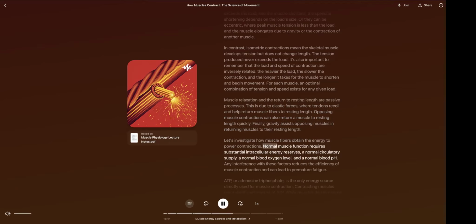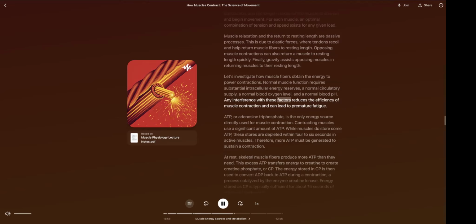Normal muscle function requires substantial intracellular energy reserves, a normal circulatory supply, a normal blood oxygen level, and a normal blood pH. Any interference with these factors reduces the efficiency of muscle contraction and can lead to premature fatigue. ATP, or adenosine triphosphate, is the only energy source directly used for muscle contraction. Contracting muscles use a significant amount of ATP.